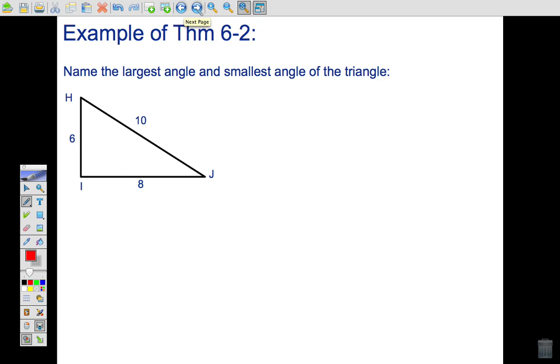Now an example of theorem 6.2 is this. Now let's take a look at the figure.